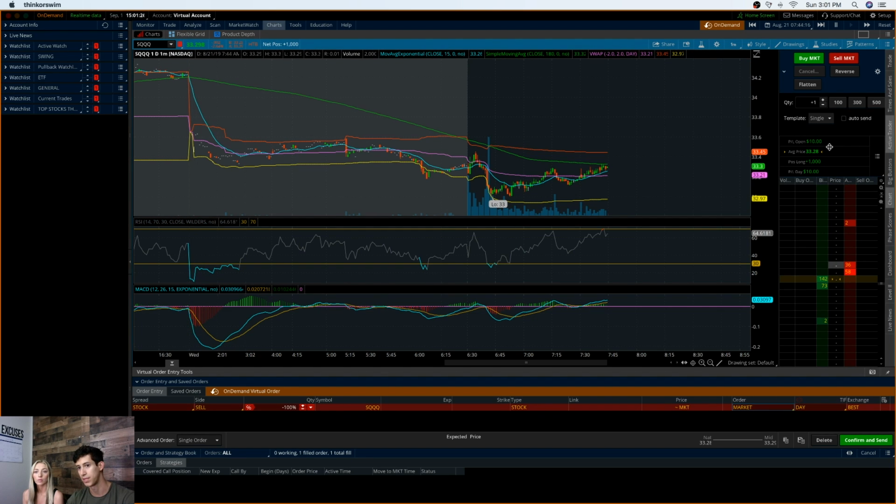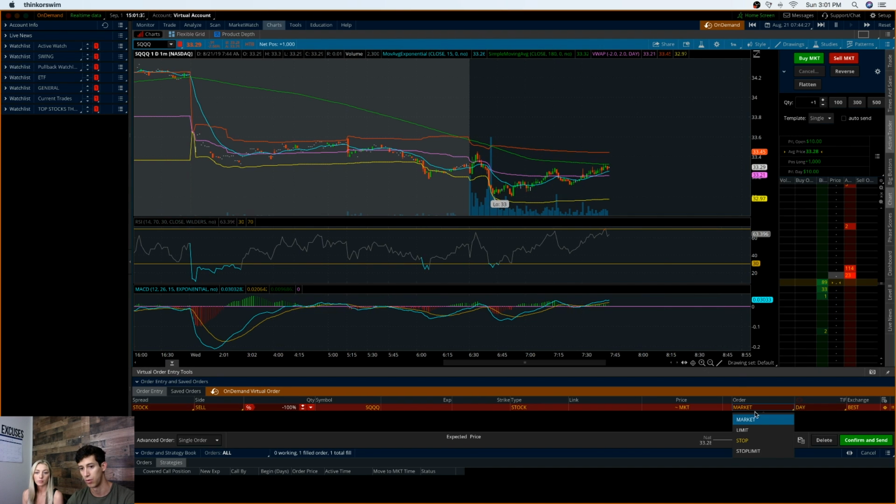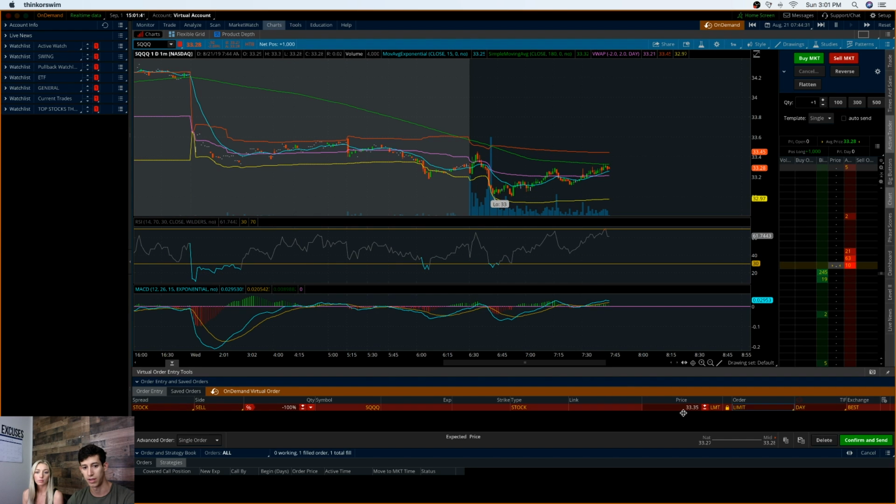It says that I'm up $10, and this is the average purchase price. The positions show how many shares I have, and this is my overall P&L on the day, but it's the only trade that I've taken. So one thing that I'll do is go with the limit order just to make sure that we sell for a profit and see what we can use.